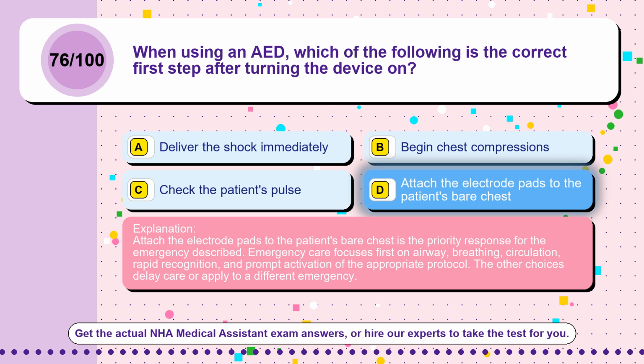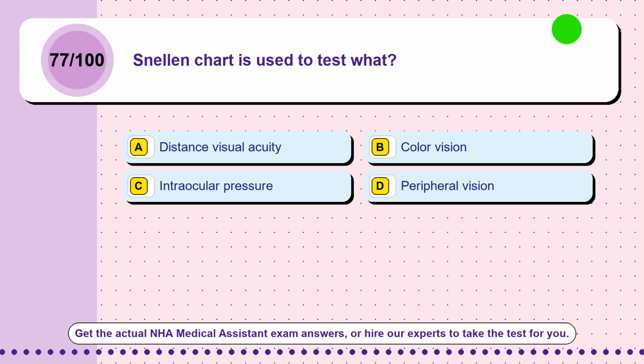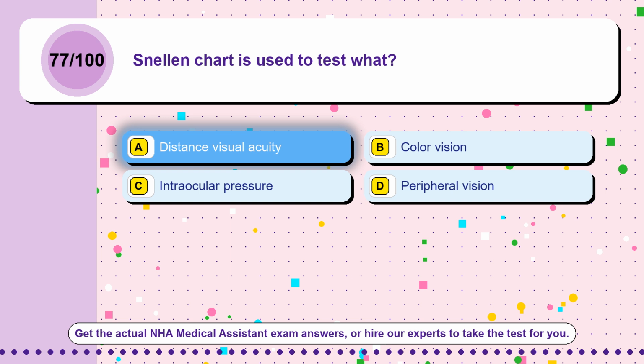Question 77. What is the standard ratio of blood to anticoagulant additive in a light blue coagulation tube? Option A 1:1, Option B 5:1, Option C 9:1, Option D 10:1. The correct answer is option A.